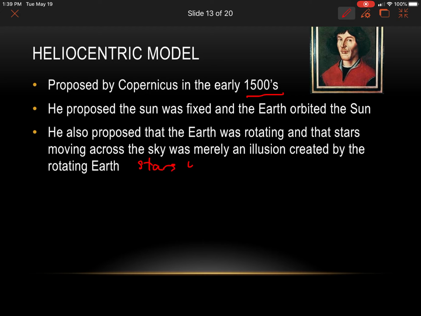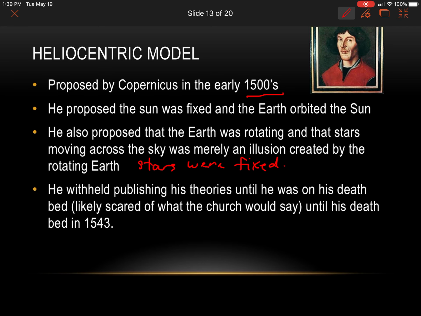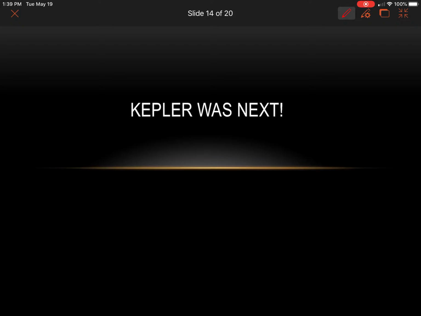I'm just going to write this down. Stars were fixed, which means they didn't move. The earth was just rotating. He withheld publishing his theories until he was on his deathbed because he was likely scared of what the church would say. Religion and science were often at odds during these periods. So he finally published what he said on his deathbed in 1543.